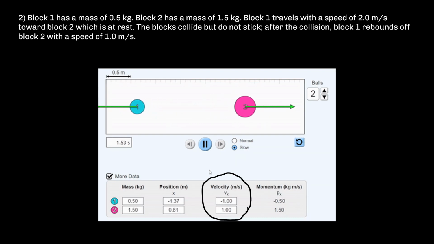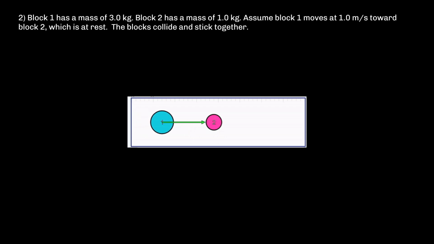So let's move into our second example here. All right, so looking at example number 2, we have block 1, which has a mass of 3 kilograms. Block 2 has a mass of 1 kilogram. Assume block 1 moves at a speed of 1 meter per second towards block 2, which is at rest. Blocks then are going to collide and stick together. As we see here in the GIF down below, block 1 is going to move towards block 2, and they're going to end up sticking together and moving together as one object to the right. So now let's move into the actual math part of this example in order to make our predictions.